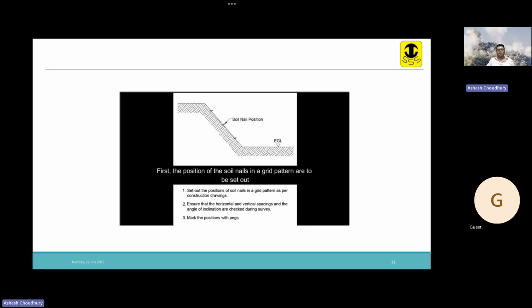First thing first, the position of soil nails in a grid pattern are to be set out. So we have to ensure that the horizontal and vertical spacings are correct, and the inclinations and the angle of inclinations are also checked during the survey. Then we mark the position with pegs. Typically, the spacing of horizontal and vertical of the soil nails are 1000 to 1500 mm, while the angle of inclinations are 15 to 35 degrees.